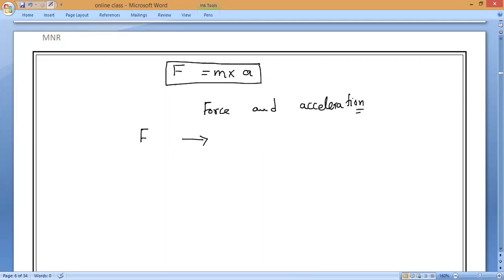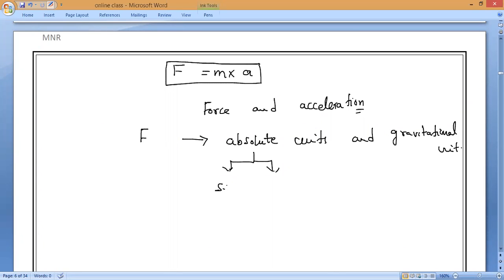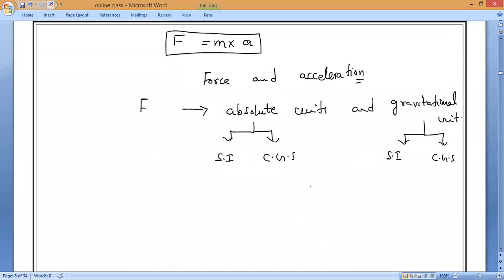Okay. So now when it comes to the units of force, we'll be having two different kinds of units of force, which we already studied in the last class. One is what? Absolute unit, and another one is what? Gravitational unit. If we take absolute units, again they'll have two types. What are the two types, guys? SI and CGS, sir. SI unit, and another one is CGS unit. So that is what we have studied. In the same way, gravitational units also will have two types. One is SI unit, and another one is CGS unit.